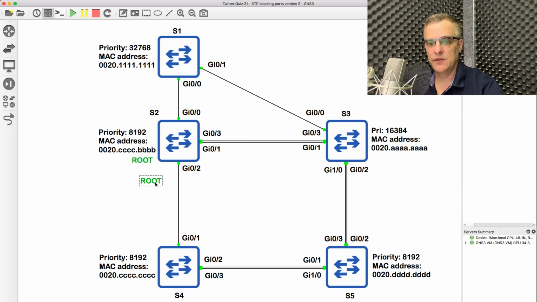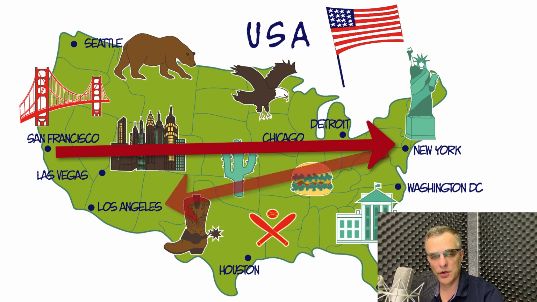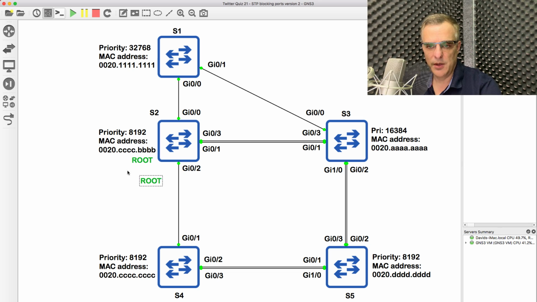The next step in spanning tree is to determine the root ports. All switches which are not the root switch have a root port, which is their best port to use to get back to the root switch. Now, that's based on path cost. Each switch will determine its root port based on the path cost, in other words, the lowest path cost to get back to the root. If I was driving from San Francisco to Los Angeles, I probably wouldn't drive via New York. It's a longer path. I'd drive directly from San Francisco to Los Angeles. So the same principle applies here.